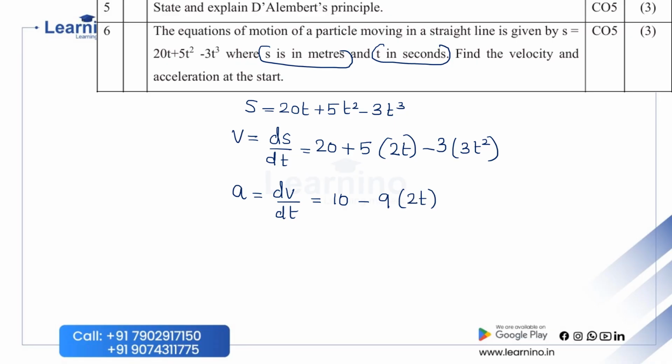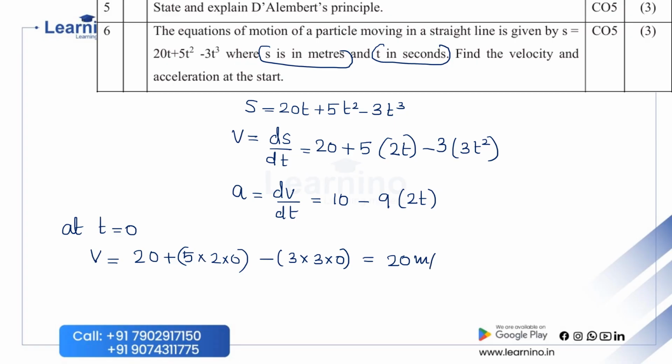Okay, and the velocity at start, that is, at start means the time t is equal to 0. At time t is equal to 0, velocity v is equal to 20 plus 5 into 2 into 0 minus 3 into t square, that is 0. So the velocity is 20 meter per second.